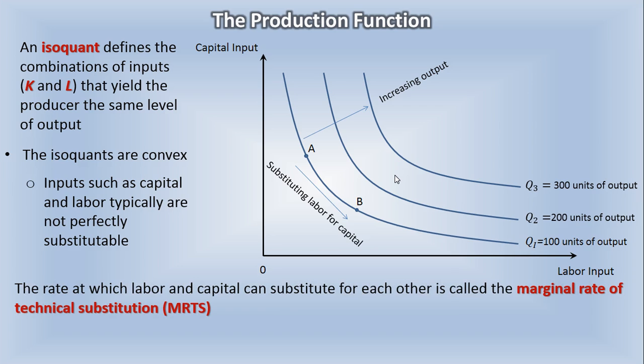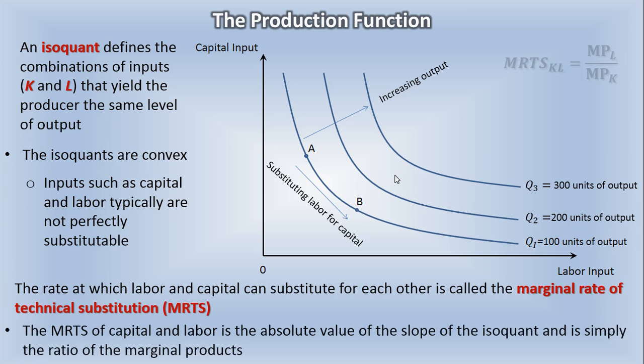The rate at which labor can substitute for capital is called the marginal rate of technical substitution, and it is the slope of the isoquant. Much like the slope of the indifference curve was the marginal rate of substitution, the rate at which the consumer could substitute one good for another and still maintain the same level of utility, satisfaction. This is the rate at which a manager is able to substitute one input for another and maintain the same level of output, the marginal rate of technical substitution.